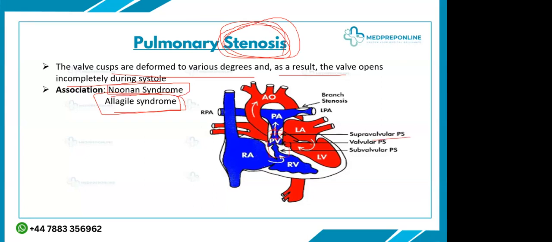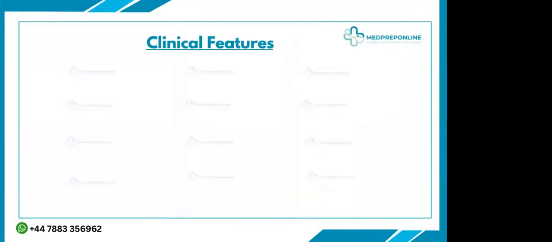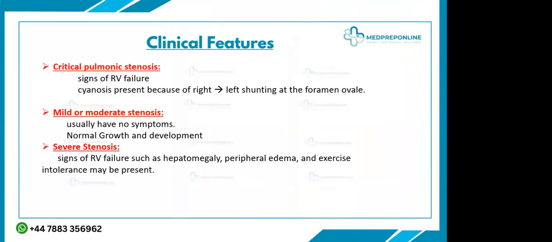It could be just in the valve, that is the valvular PS, and just below the valve, and that is the subvalvular PS. You don't need to go into so much the complications. I think just remember what pulmonary stenosis is, what its association is, and what the clinical features or clinical presentations could be.